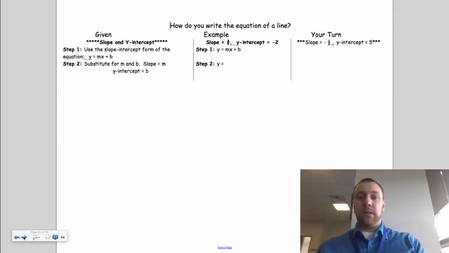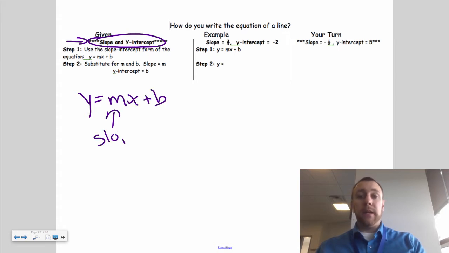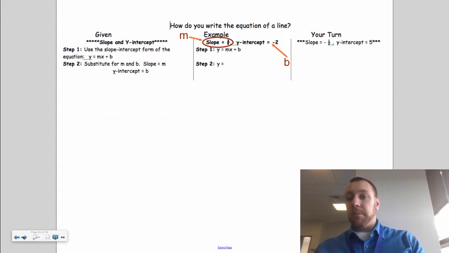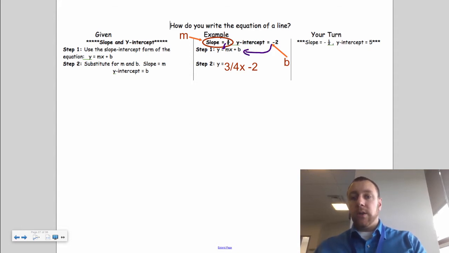So the first one starts off simple, slope-intercept. So I give you the slope and the y-intercept. Slope-intercept is just y equals mx plus b, where m is the slope and b is the y-intercept. So in this case, you're going to be given a slope and a y-intercept. So you just have to identify it as m and b, and then just plug it in. So it'd be 3/4 x minus 2. And that's your answer. So then you can just plug in each one of those.